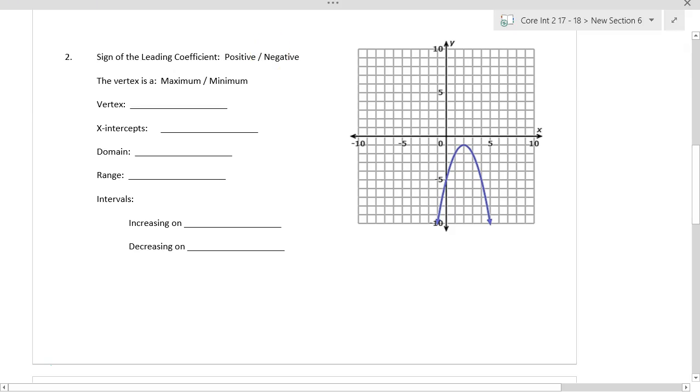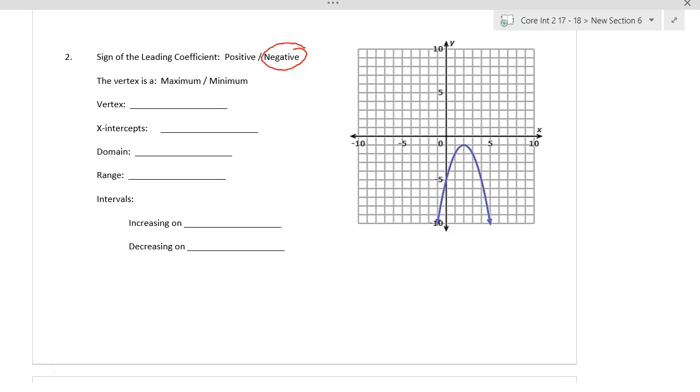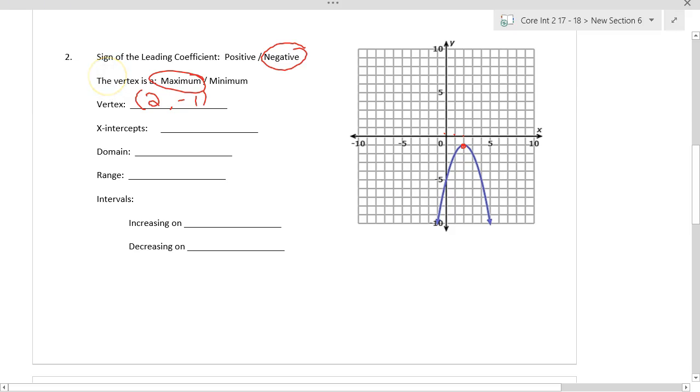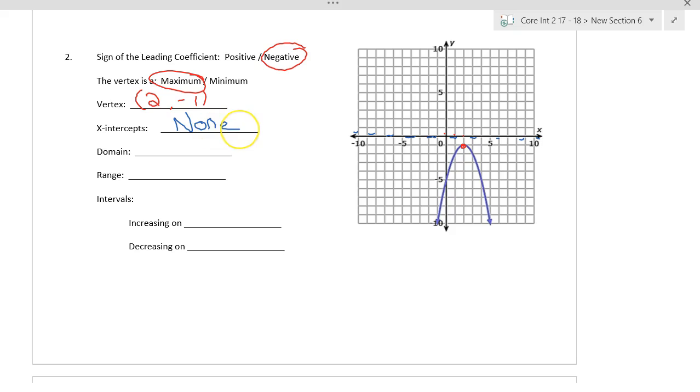Sign of the leading coefficient. Well, this one looks bad. It's negative. Okay? But its vertex is the highest point. It's a maximum. And that vertex is over 1, 2, down 1. X-intercept. Where does it cross the x-axis? Well, if I look, my graph never crosses the x-axis. So this one happens to have none. No x-intercept.